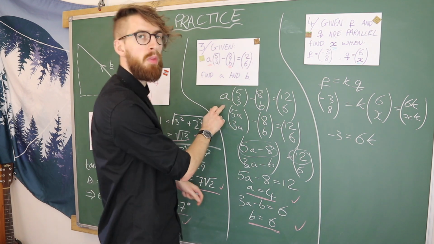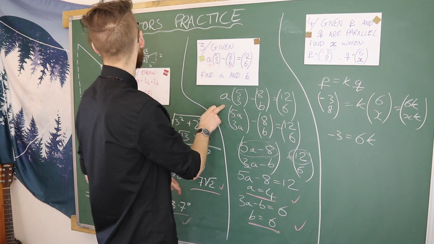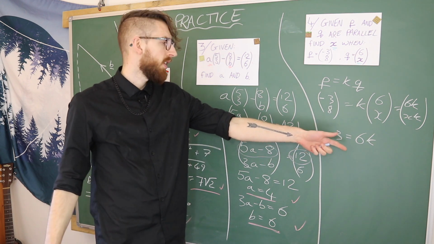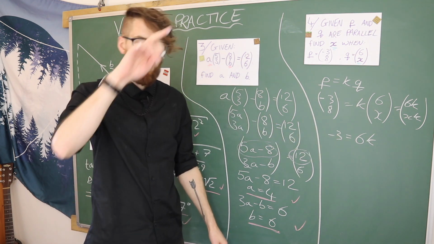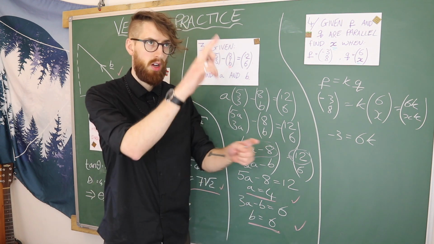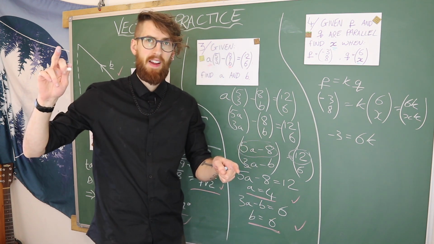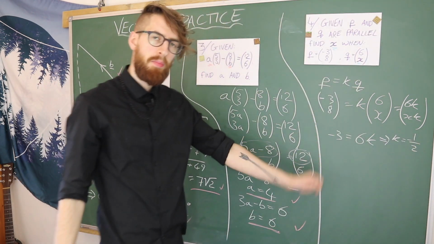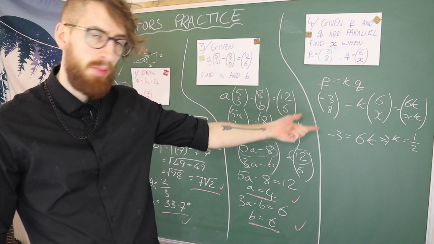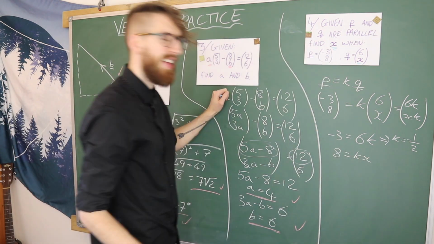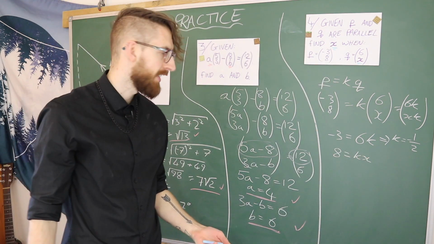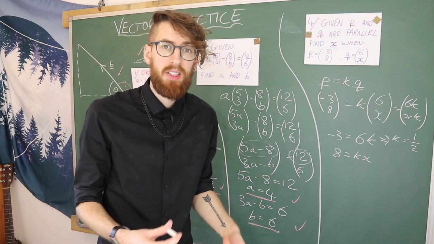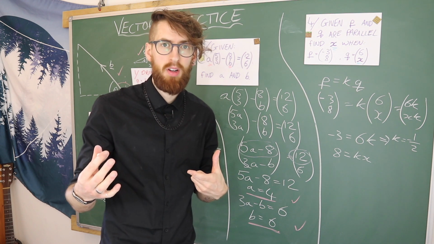For this one, obviously that means take the 6 over to the other side, so it's going to go underneath, and then you're going to get minus a half. So this implies K equals minus half. The other simultaneous equation, 8 equals KX, but we know that K is now minus half, so we're going to plop that in, because K has to be that to make them parallel on the top.